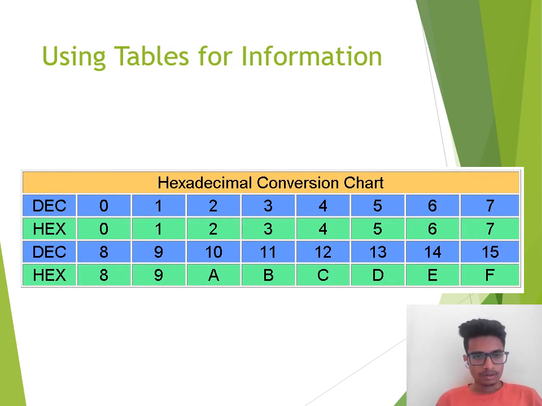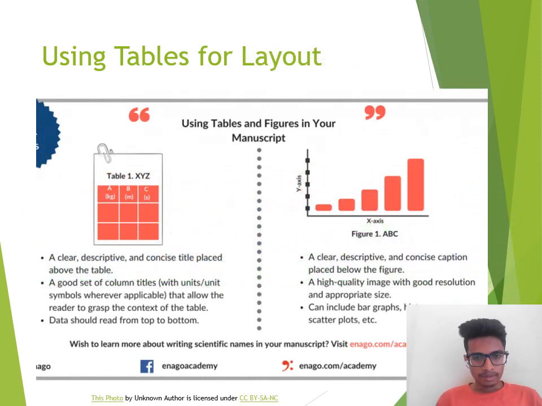Now we use tables for information, basically to store information. Here is a hexadecimal conversion chart. It is represented by a table. The table provides a systematic view of this information to the users. So we use tables for information, and then we use tables for layout, basically to give a layout for any web pages. So these are the uses of tables.